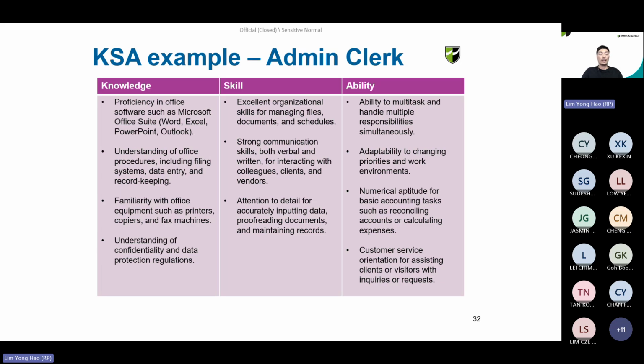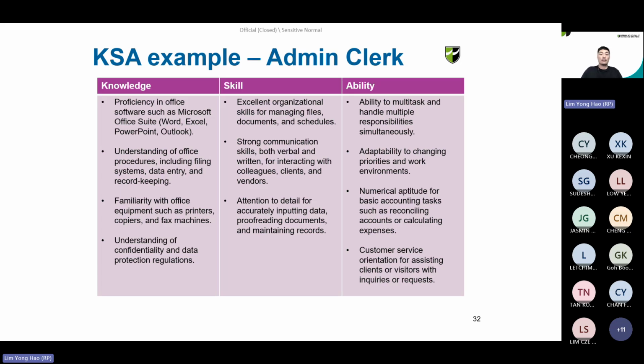Numerical aptitude. To a certain extent, I do feel that some people are better at looking at numbers, but you can definitely learn to work with numbers. But definitely some people are better at dealing with numbers than others. They notice the details a bit better.